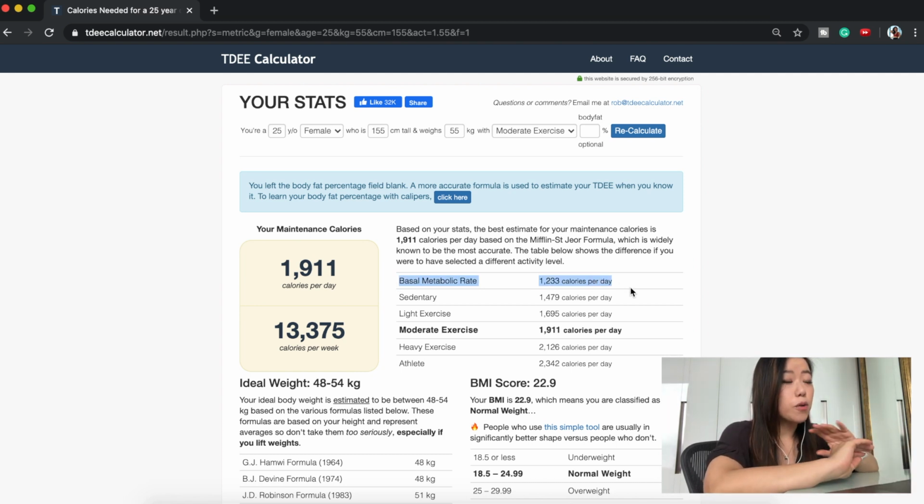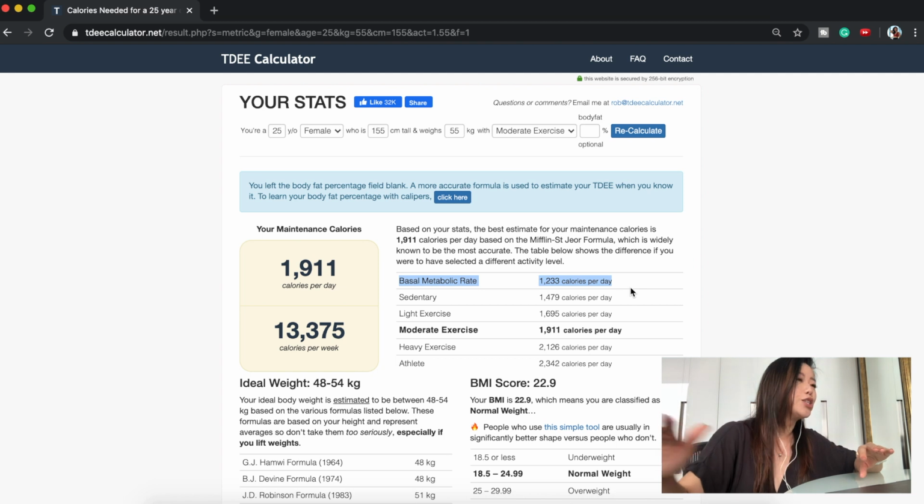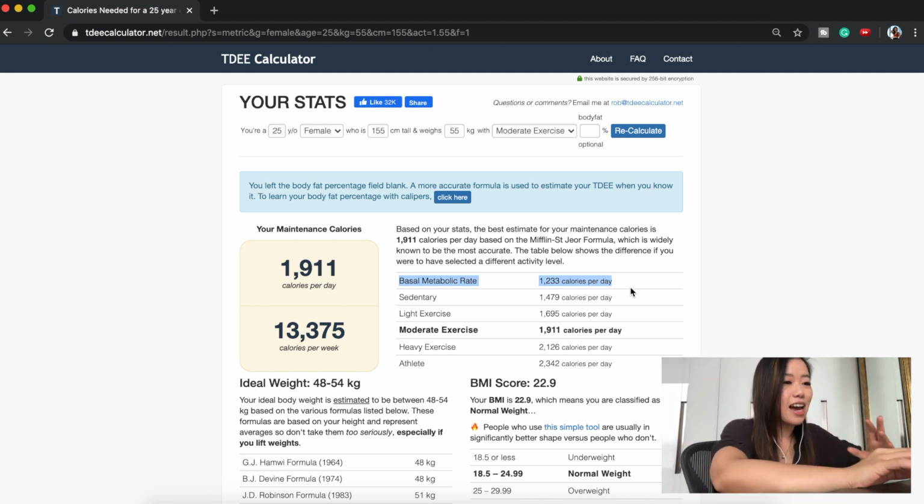The BMR, or Basal Metabolic Rate, is basically the amount of calories that's required to keep you alive without doing anything. So you're not even getting off your bed, you're not even thinking or eating or going to the bathroom. So you're absolutely doing nothing. So that is 1,233 calories for me.